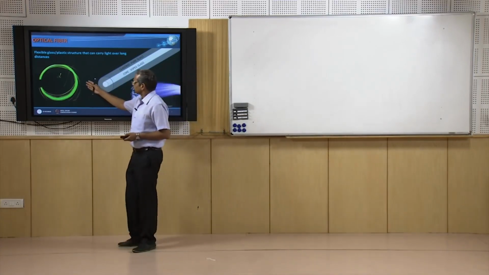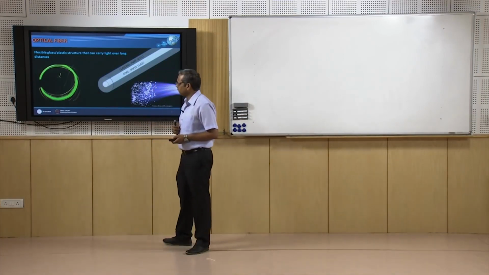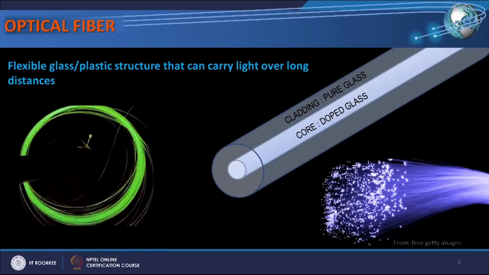This is a typical glass fiber illuminated by green laser light, and this is a typical plastic fiber bundle which is illuminated by white light. Where do we see fibers in our daily lives?